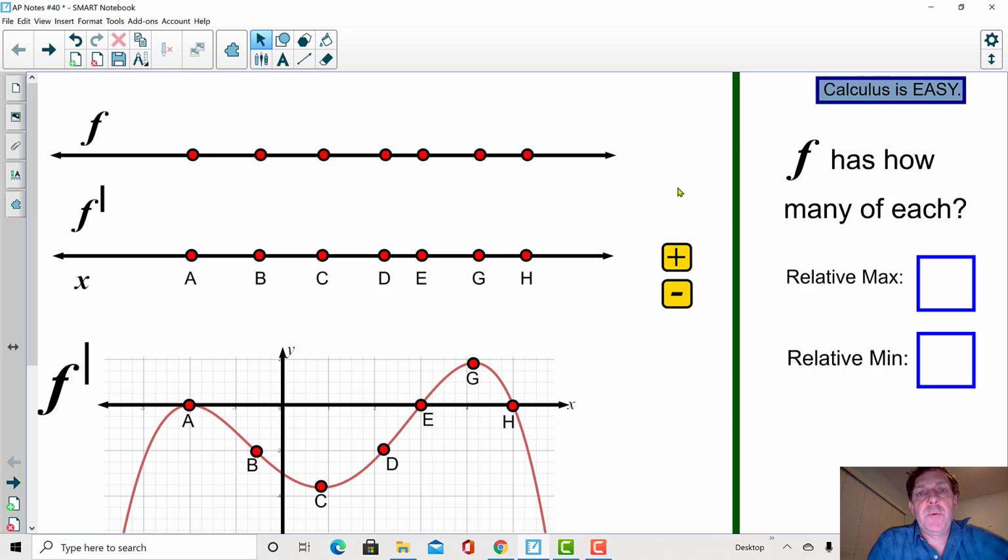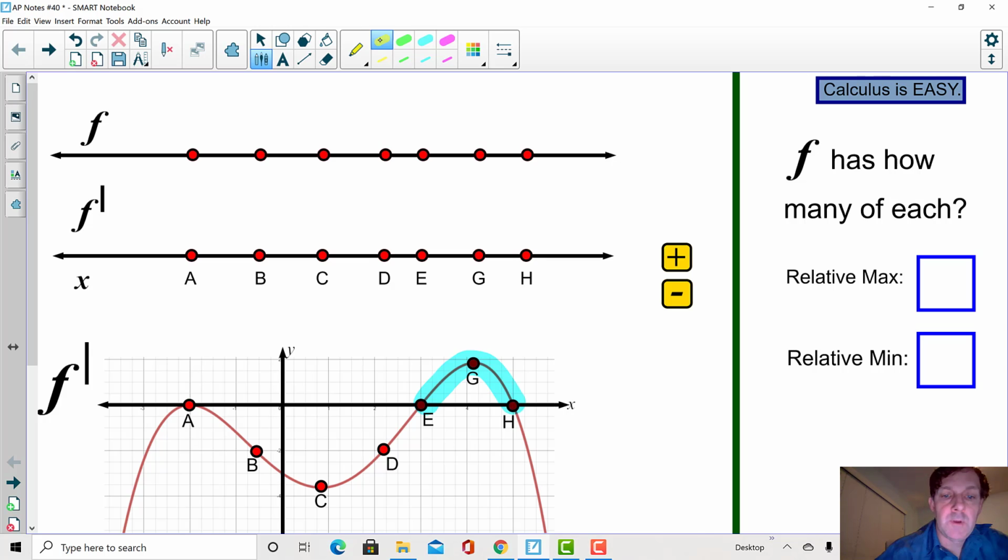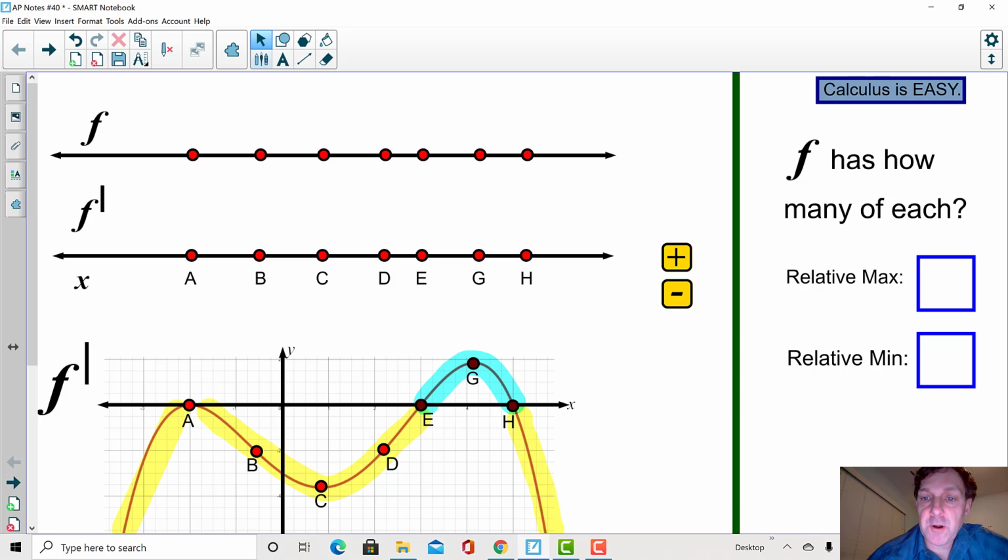Okay, for this example, we're trying to figure out how many relative maximum and how many relative minimum values we have. They give us the graph of f prime. And so we first want to figure out where f prime is either positive or negative. So f prime is going to be positive where the graph is above the x-axis. And f prime is going to be negative when the graph is below the x-axis. Now let's fill out our chart.